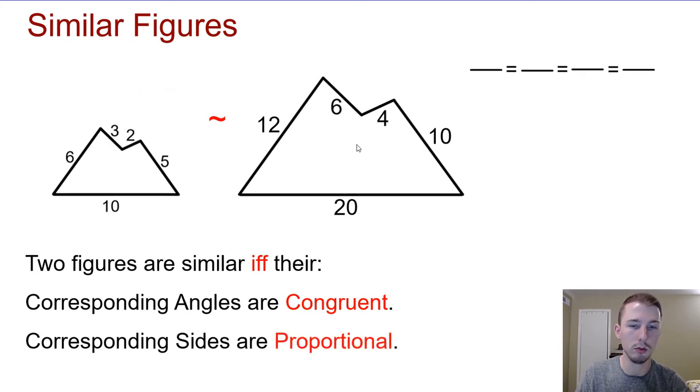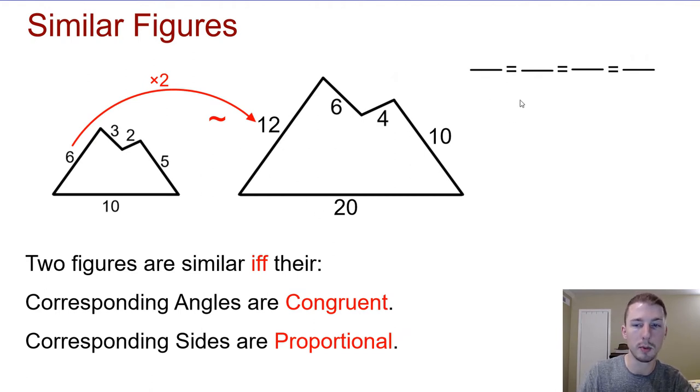So if I look at these two mountains, or some weird pentagon, it looks like we're going from 6 to 12. So I can actually find a scale factor, couldn't I? It looks like I'm multiplying by 2. 3 turns into 6, 2 turned into 4, 5 turns into 10, and 10 turns into 20. So just from looking at this, sure enough, this looks like it's going to be similar because all the sides are proportional. They have the same scale factor of times 2.